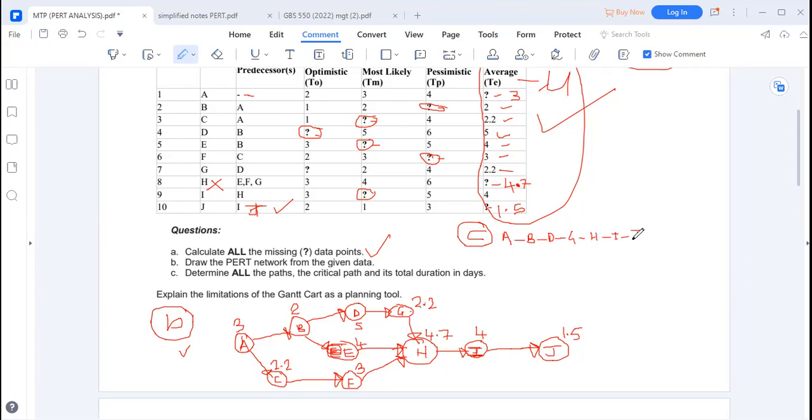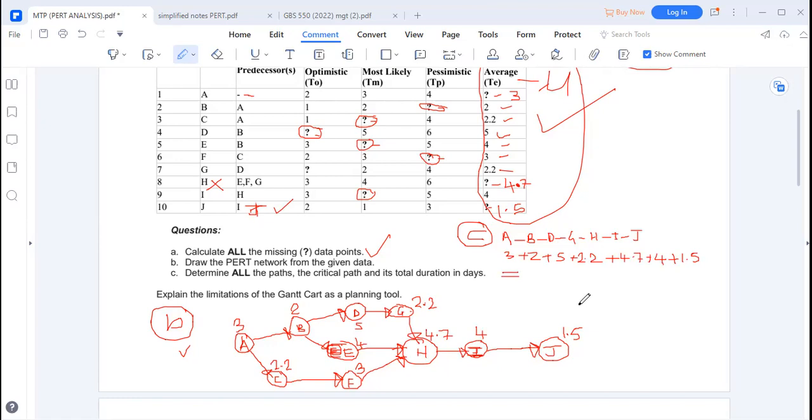So from here, you can aggregate: you can put this 3, then plus a 2, then plus a 5, then plus a 2.2, then plus 4.7, and then plus 4, then plus 1.5. So manually, we can compute that and get the answer. So we can add and get the answer here.